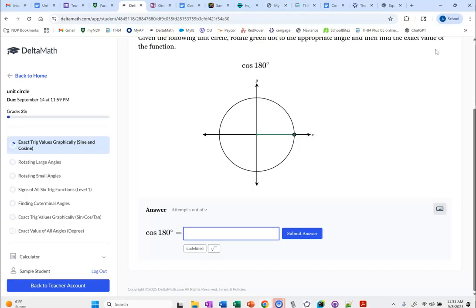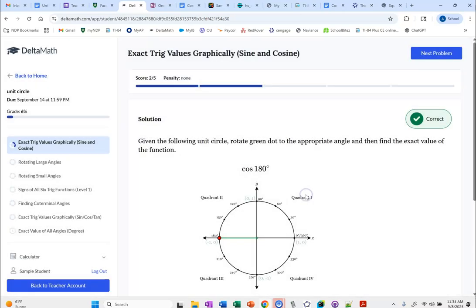Next problem says cosine of 180 degrees. Where's 180 degrees on my unit circle? Pointing straight to the left, correct? So I'll spin that little guy all the way straight pointing left. And the cosine is x, and the x coordinate at that location is -1. That's correct. Let's do another.